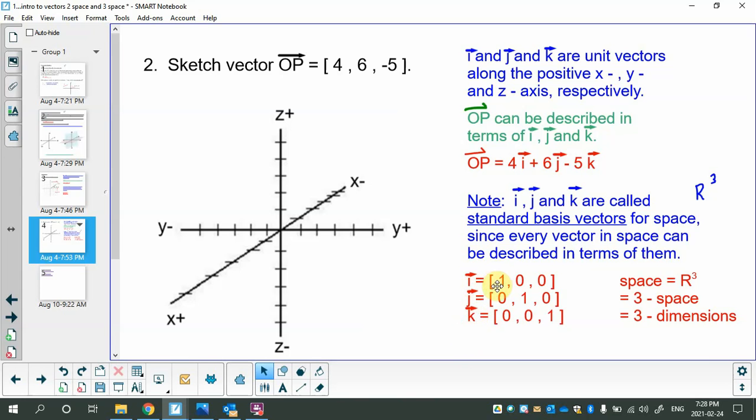So i is components 1, 0, 0, in square brackets because it's a vector. j is 0, 1, 0, in square brackets because it's a vector. And k is 0, 0, 1, components, in square brackets because it's a vector. And space is considered R3. It's called 3 space or 3 dimensions.